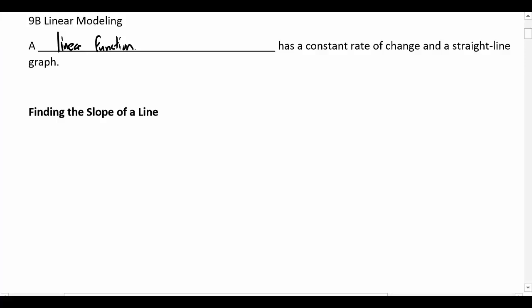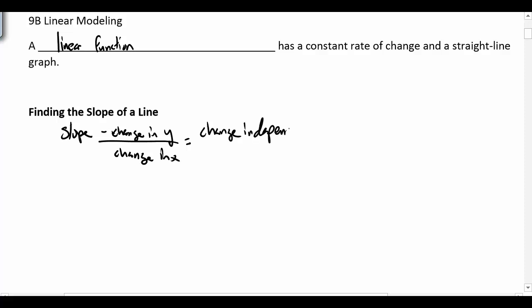One of the characteristics of a linear function is it has something called a slope. The slope of the line will have a couple of different names. We could call it change in y over change in x would be one definition. I'm going to go back to our earlier terminology: change in the dependent versus the change in the independent variables.